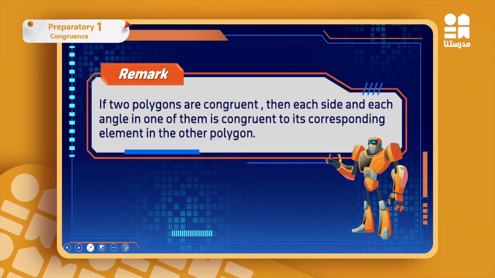Remark: if the two polygons are congruent, then each side and each angle in one of them is congruent to its corresponding element in the other polygon.